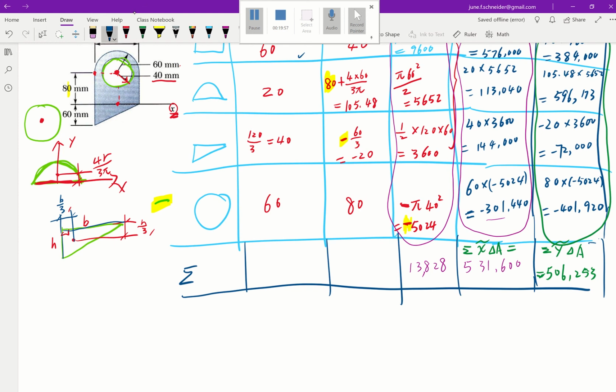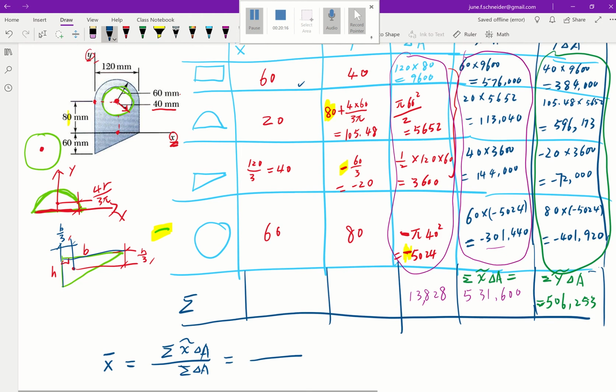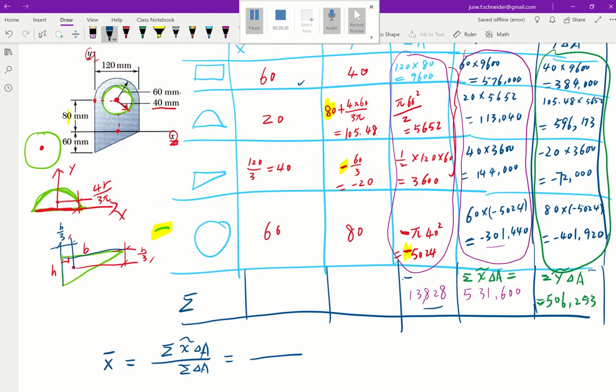Okay, then we are ready to solve the problem. So x bar, we've got an equation. We're ready to solve this composite area centroid. We don't know where it is. We are going to find out. It's going to be the summation of x tilde delta A over the summation of area. We already know the summation of all those areas is this value. So make a note that the summation of all those areas is 13828. The summation of x tilde delta A is 531,600. Then let's go ahead and solve it. 531,600 divided by 13828. Then we'll have the answer as 38.44. That should have a unit of millimeter.